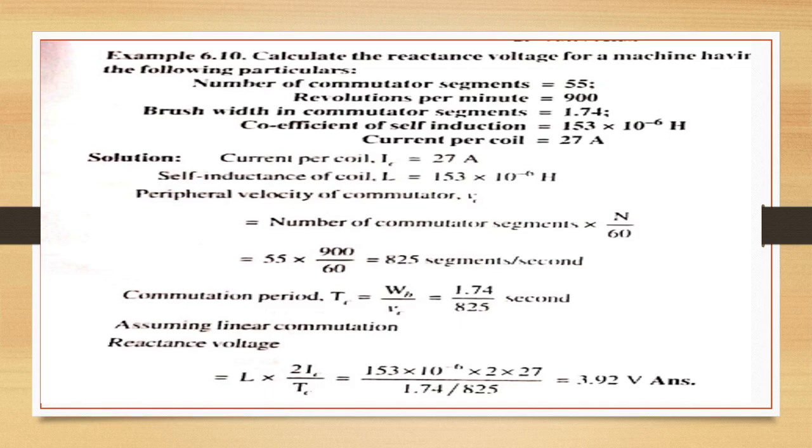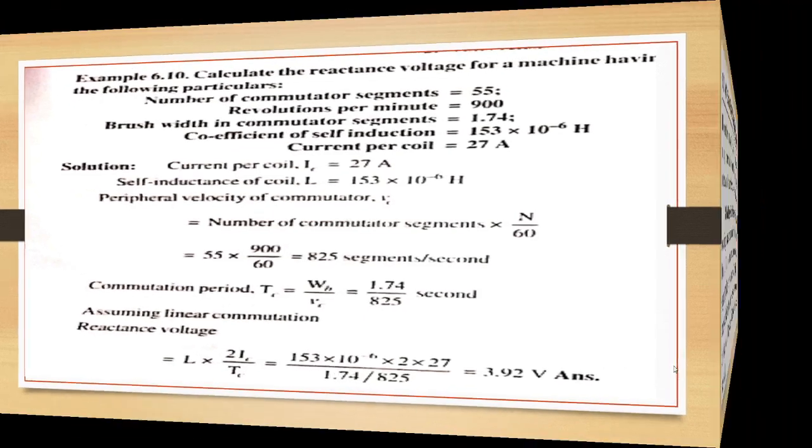Current per coil is 27, self-inductance is given. So peripheral velocity is number of commutator segments into n by 60. So 55 into 900 by 60, that is 825 segments per second. Commutation period is Wb by Vc, where Wb is given as 1.74 and we obtained the velocity of commutator as 825. Commutation period is 1.74 by 825. Assuming linear commutation, reactance voltage is L into 2IC by TC, that is 3.92 volts.